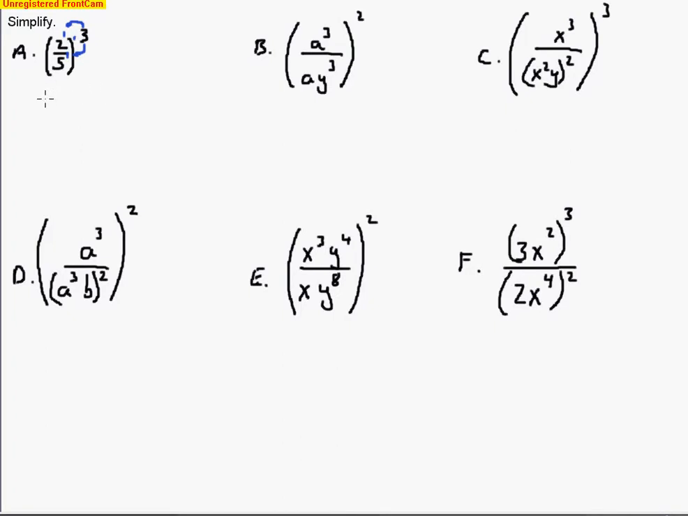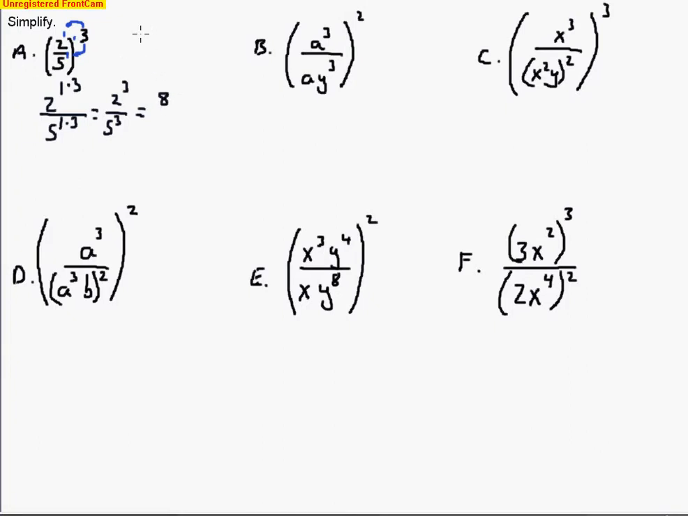And so what we have is 2 to the 1 times 3 over 5 to the 1 times 3. And so when we go ahead and do that work, we've got 2 to the third power over 5 to the third power. And we continue going further, multiplying out those 3 2's, and we get 8.